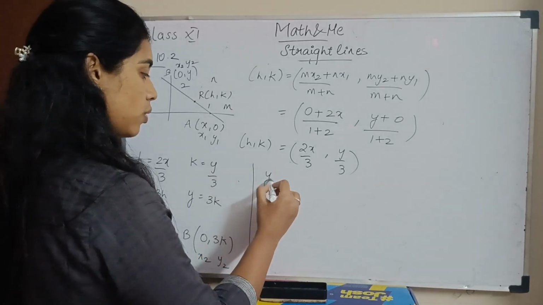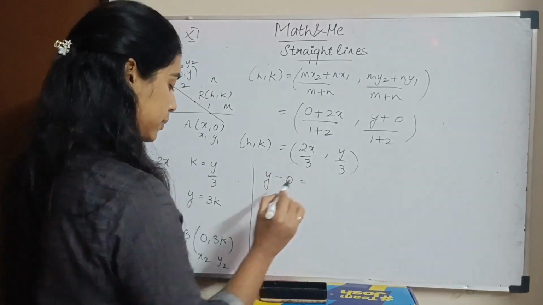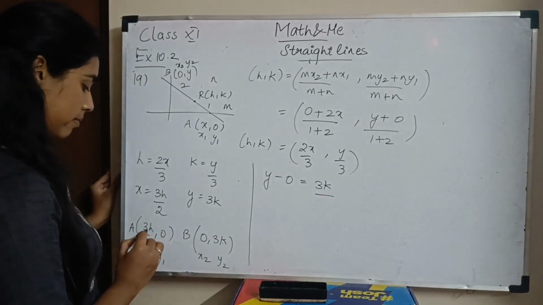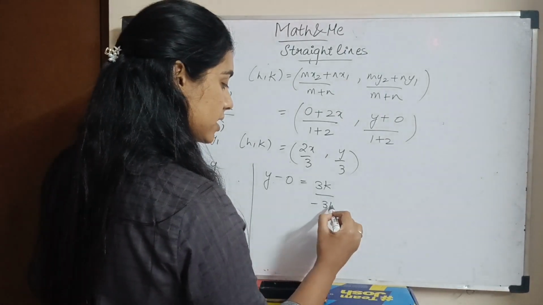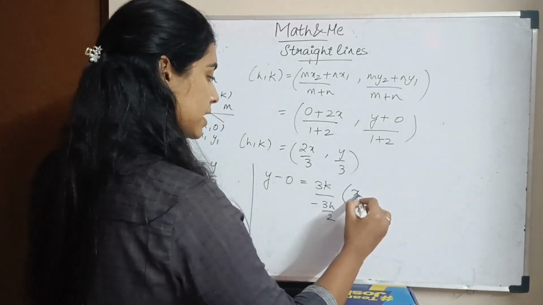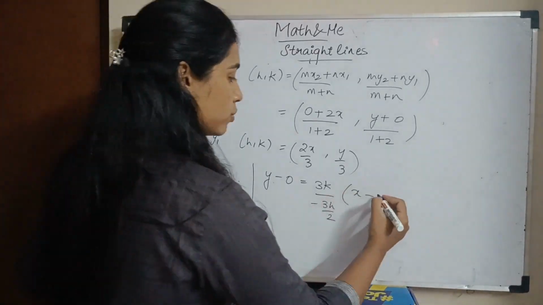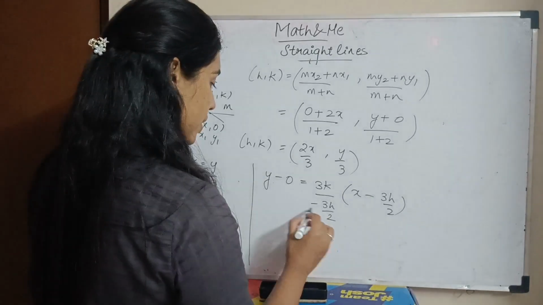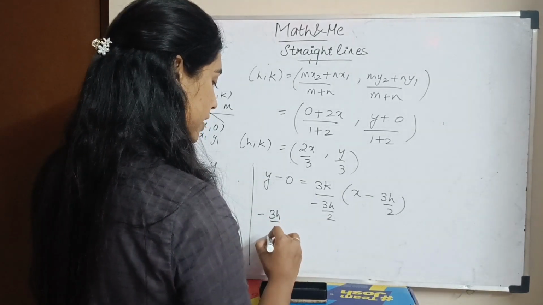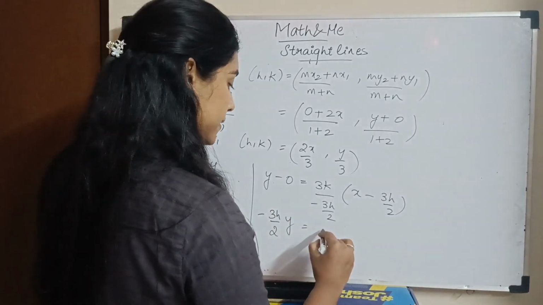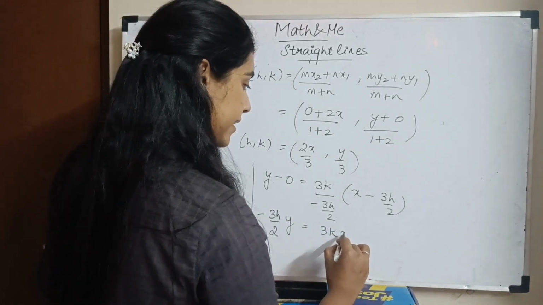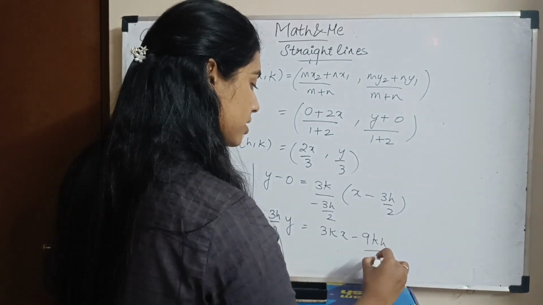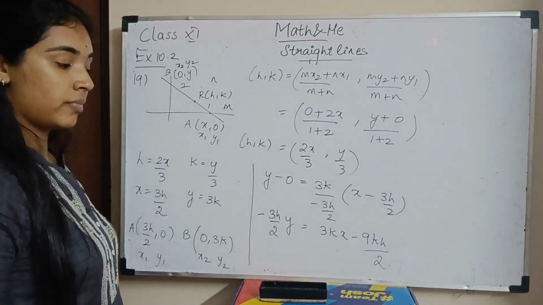So what is your form? y minus y1 equals y2 minus y1 divided by x2 minus x1 times x minus x1. So it's minus 3h by 2 times x minus x1, 3h by 2. Now multiplying this by 3h by 2. So I have minus 3h by 2 times y equals 3kx minus 3 3s are 9kh divided by 2. Okay.